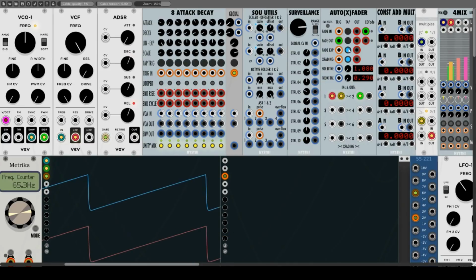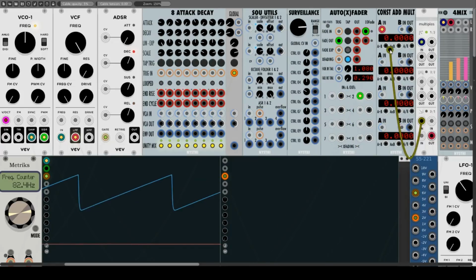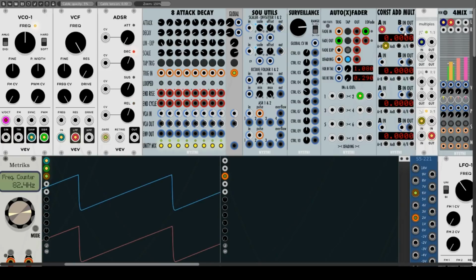Const add mult adds, multiplies or divides the input signal by a fixed or variable voltage. The input signal is introduced in A-in, a modulation signal or another CV source can be introduced in input B-in and output unchanged at B-out.